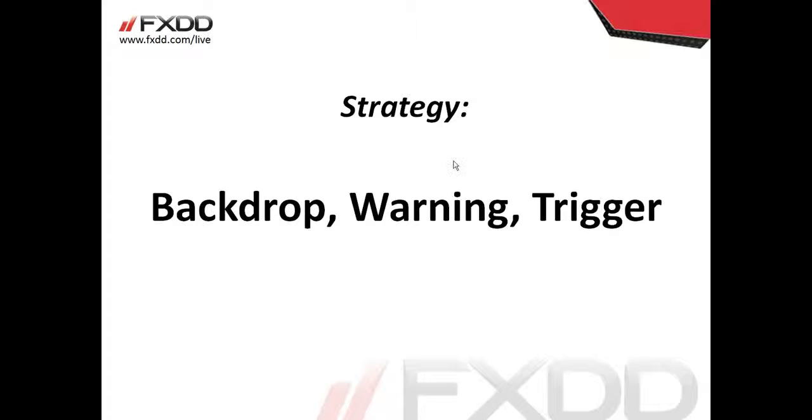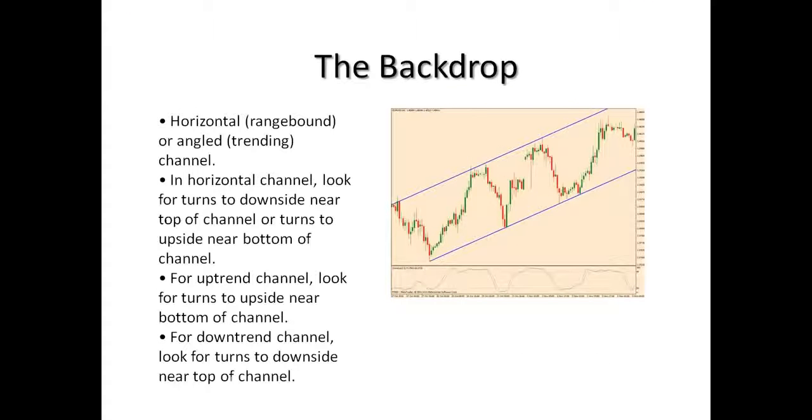Okay, so here's a strategy: backdrop, warning, trigger. What is a backdrop, a warning, and a trigger? Very quickly, let me go through them. The backdrop is simply an environment or a condition. You're looking for something there that you could work with. The backdrop is a horizontal or an angled channel, some type of range. As I just explained, a range can be horizontal or it could be angled, as in a trend.